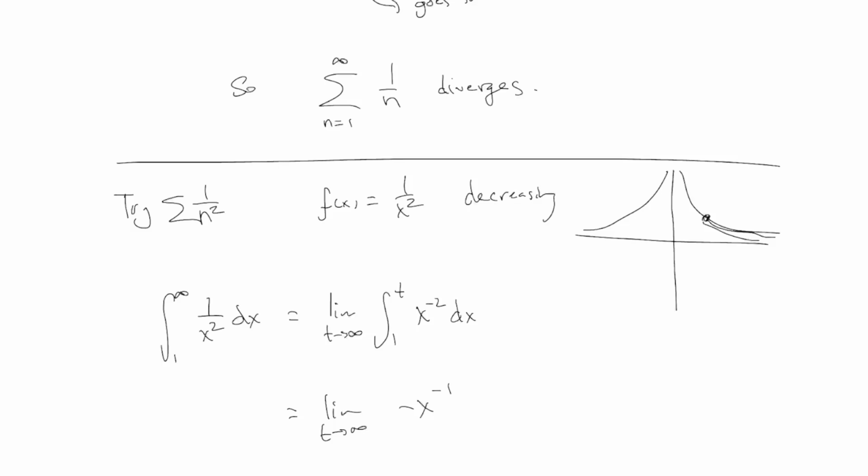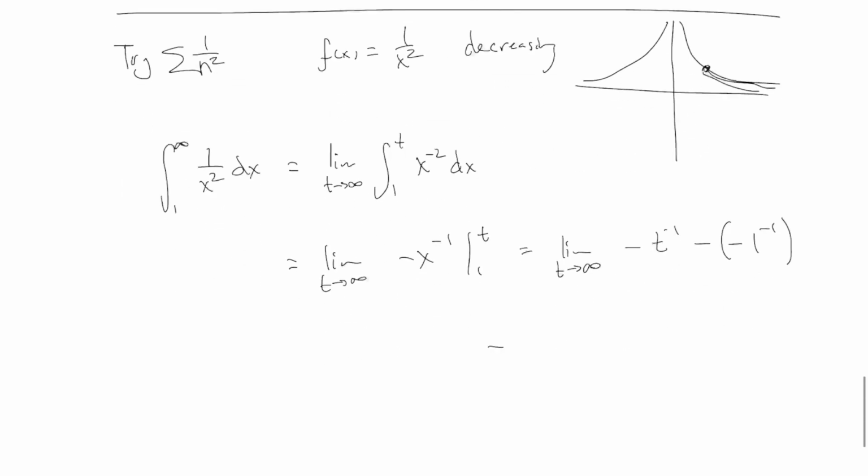And I plug in the values 1 and t. This becomes, sorry, I forgot my limit here. Lim t goes to infinity, minus t to the minus 1 minus 1 to the minus 1. All right? T to the minus 1, of course, is 1 over t. So this is negative 1 over t, and then all of that just is a plus 1 at the end. And what happens when I take the limit? T goes to infinity, 1 over t becomes 0. And I just get 1 as my answer.